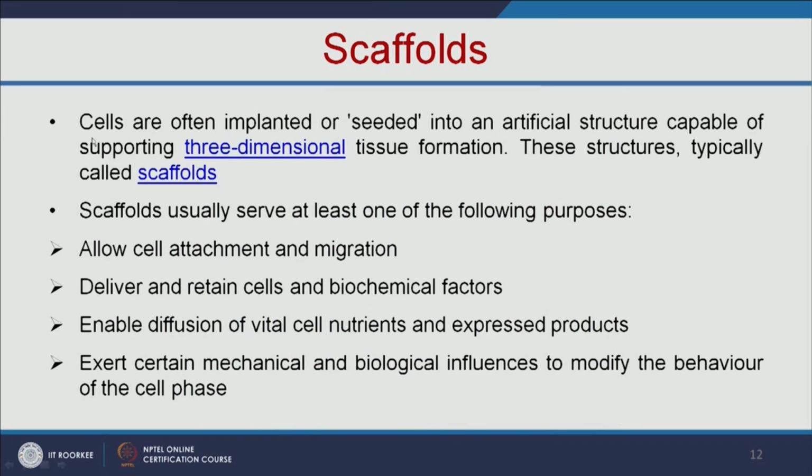So, next one is scaffold. The cells are often implanted or seeded into an artificial structure capable of supporting three-dimensional tissue formation. These structures are typically called scaffolds. The scaffold should serve at least one of the following purposes. It should allow the cells to attach, it should deliver and retain the cells and biochemical factors, it should enable the diffusion of vital cell nutrients, and it should exert certain mechanical and biological influences to modify the behavior of the cells.